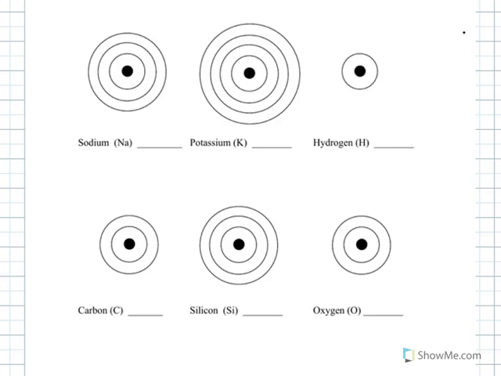So this is a Bohr model worksheet where we are given 6 elements, and for each element we have to fill out the Bohr model. Again, the Bohr model is a diagram representation of the electrons and how many electrons there are in each shell of a given element. So if we look at the periodic table, we see that sodium has 11 electrons. So there has to be 11 electrons for sodium. So let's put them around the orbitals.